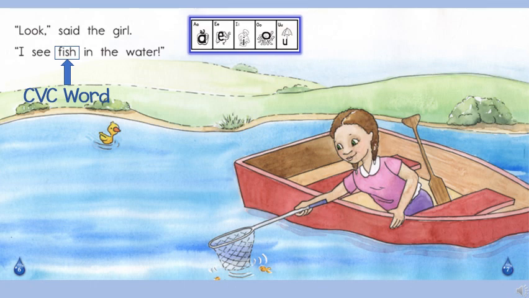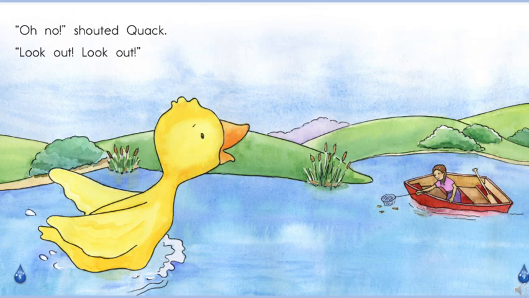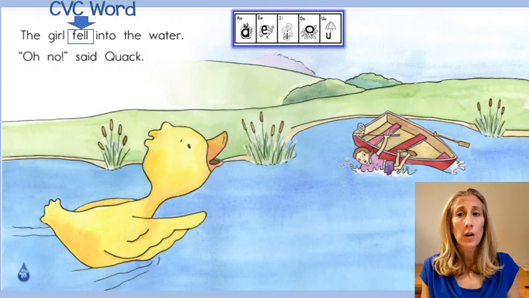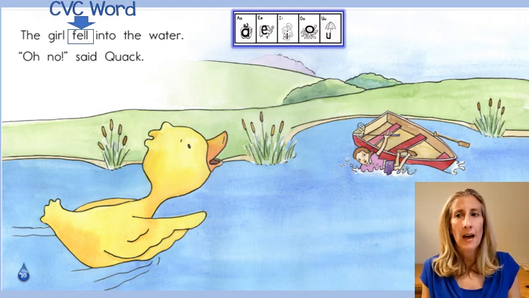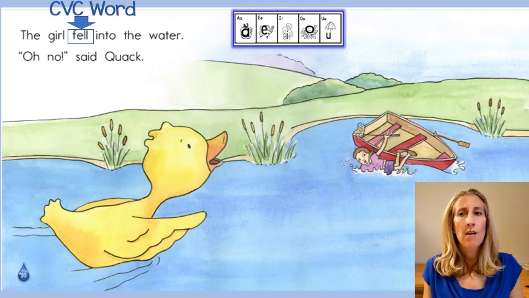Oh no, shouted Quack. Look out! The girl blank into the water. Oh no, said Quack. So the girl blank. There is the letter F, and there's not an E at the end of the word. So I know that E is going to say eh. F, eh, L. Fell. The girl fell into the water. Oh no, said Quack.